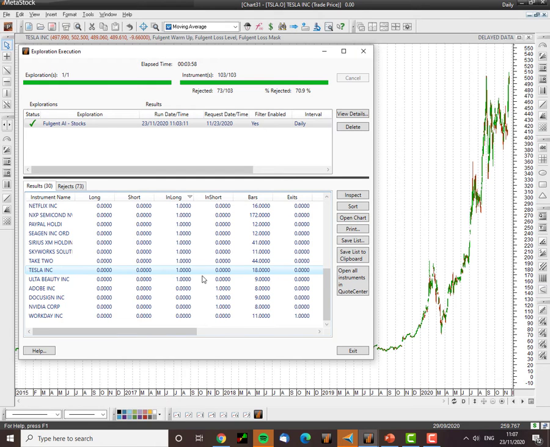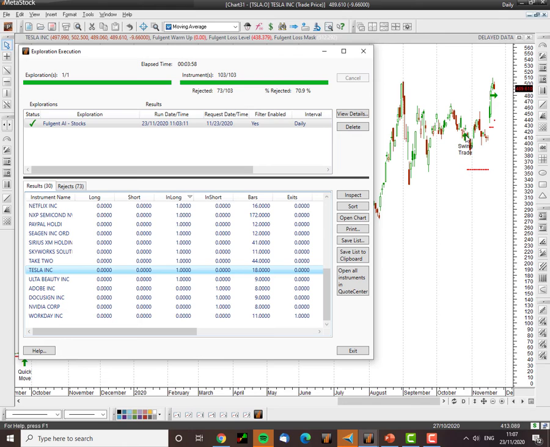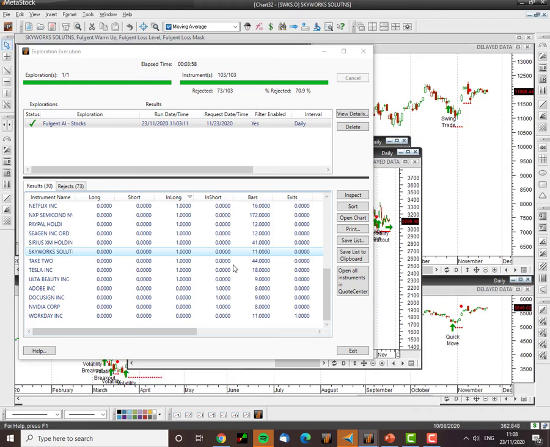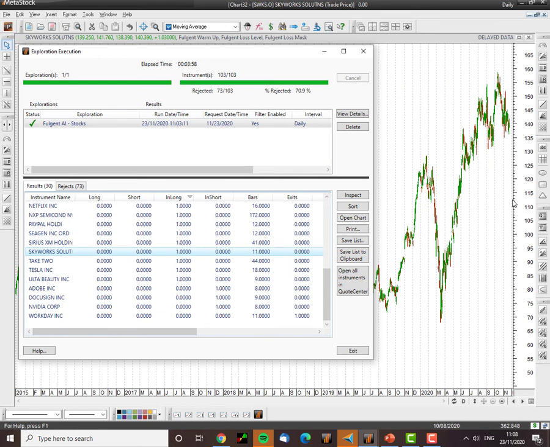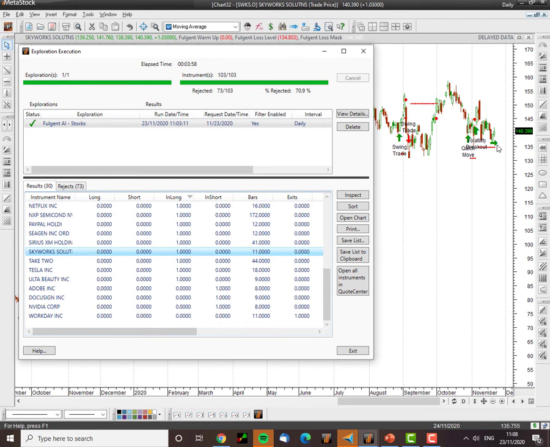Tesla's 18 days into the trade. Yeah, that was fantastic. Swing trade, stop loss. Now the stop loss is at 440. So Tesla's in a swing trade. Beautiful trade there. Take 240 days into Skyworks Solution, 11 days into trade. So yes, some more recent trades.